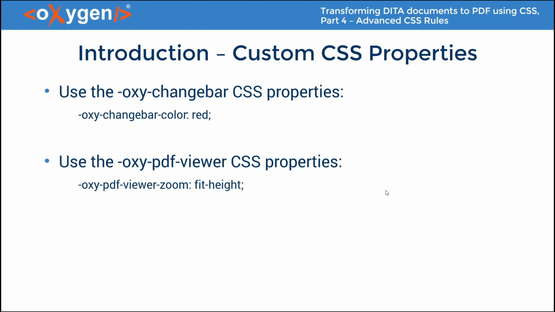Today, we will also learn how to use two Oxygen custom CSS properties. The first one is the Oxy change bar set of properties, which allows you to control the change bar's display. And the second one is the Oxy PDF viewer set of properties. These properties are sent to the PDF viewer to override some of its parameters for a given PDF. Of course, we will learn more about these properties later in this presentation.